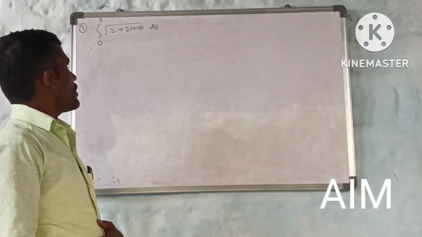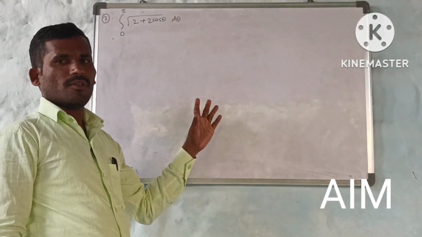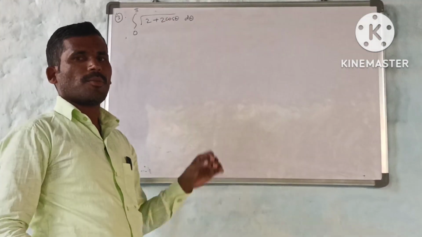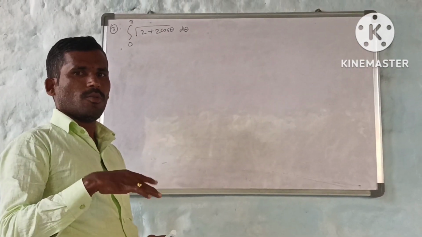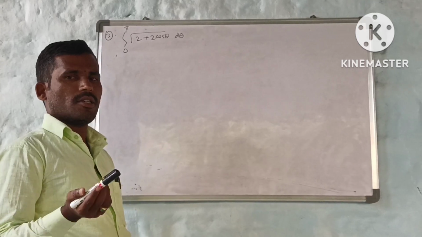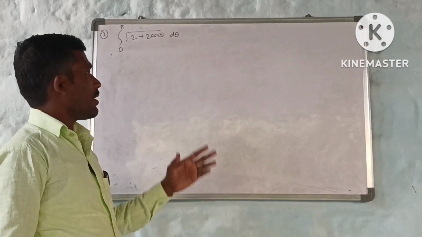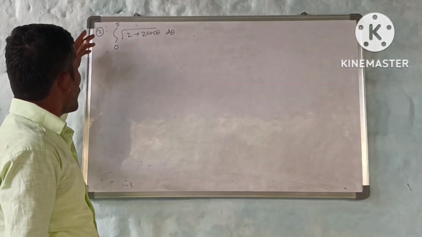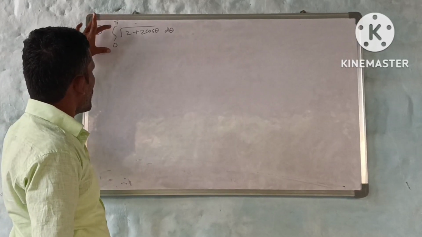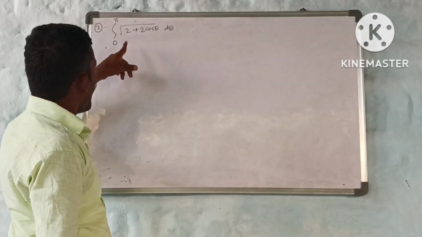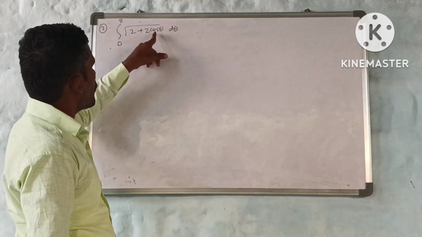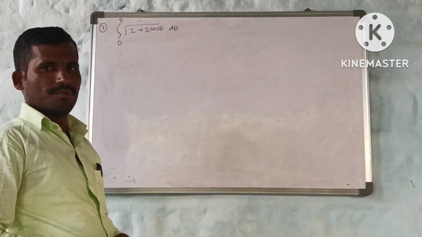So in the last class we saw some problems of the definite integrals and their properties. We saw two problems. As a continuation of the last class, we are taking the third problem. The third problem is the integration from 0 to pi of the square root of 2 plus 2 cos theta d theta.